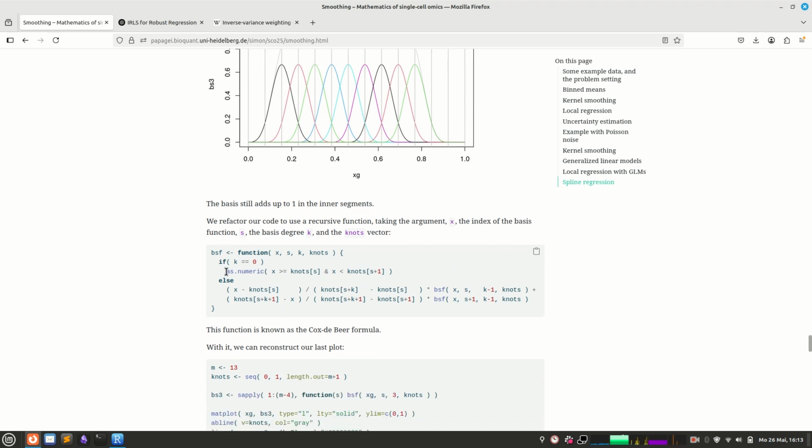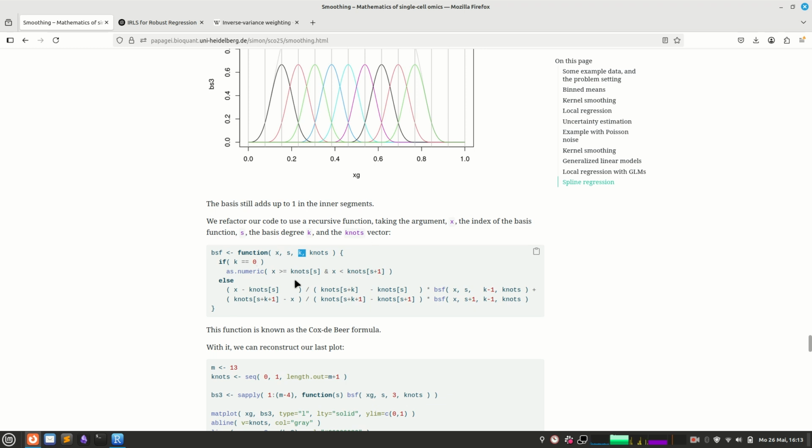So here you see how this works. I can write this as a recursive function where I say my B-spline function evaluated at position x, the basis function number s in the kth iteration of this procedure. K is the degree that I want. And here this is the knots vector, so where these gray points are. And what I do, if k, the degree, is 0, so constant, we just say, well, if you're between knot s and knot s plus 1, then give a 1, otherwise give a 0.